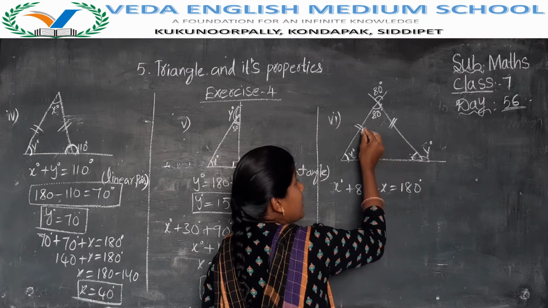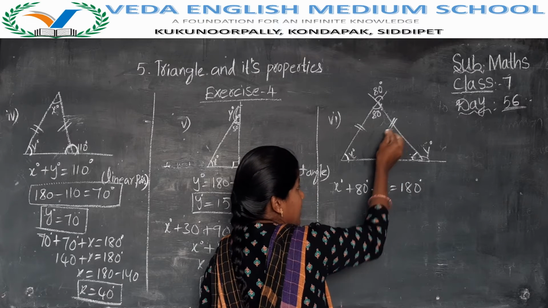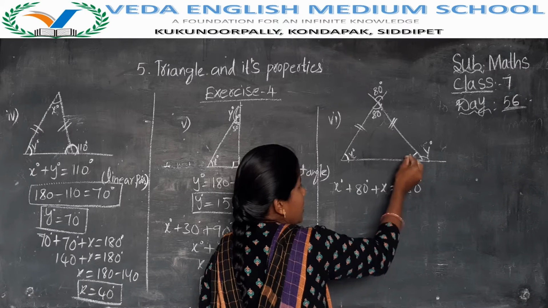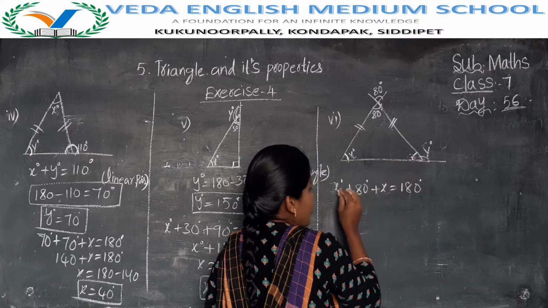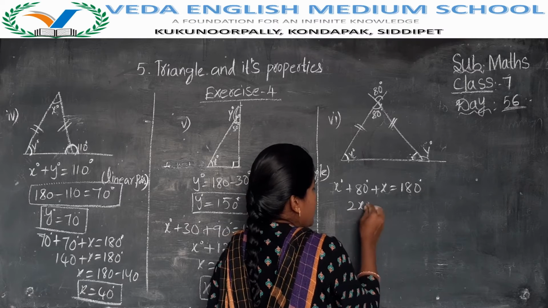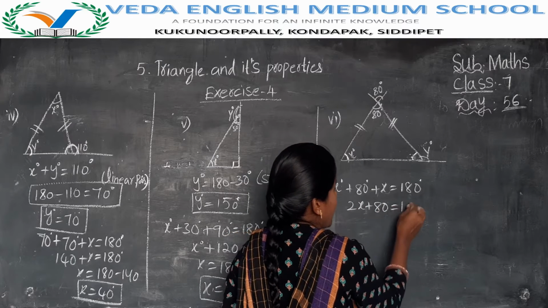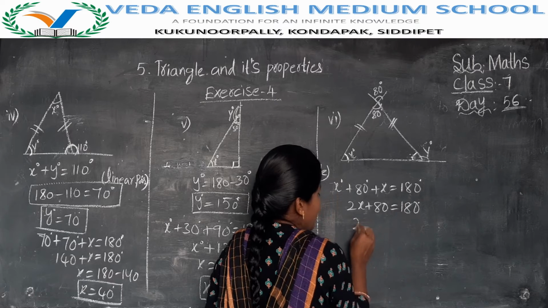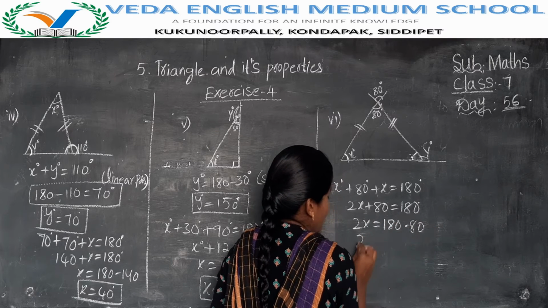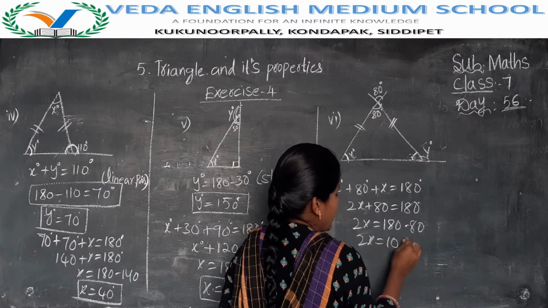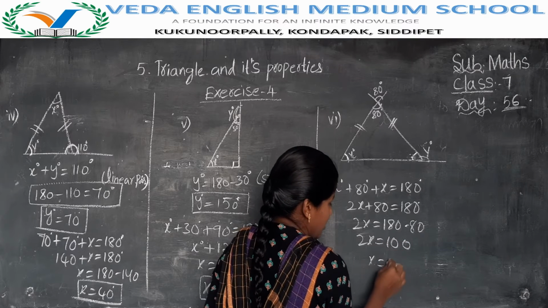Because these two lines are representing that these two angles are equal. Since these two angles are equal, if it is x then it is also x. So x plus x, 2x plus 80 is equal to 180 degrees. 2x is equal to 180 minus 80. 2x is equal to 100. Then x is equal to 50 degrees.